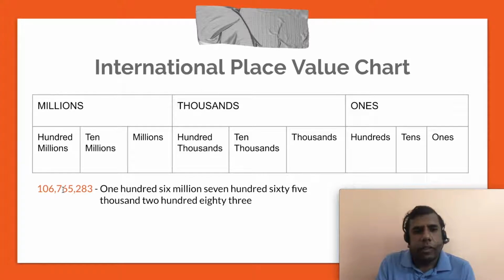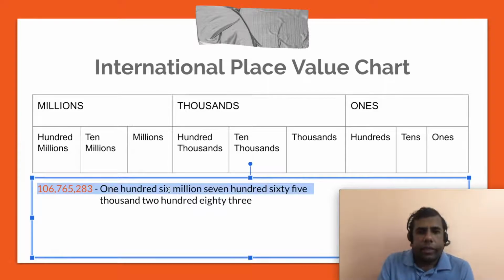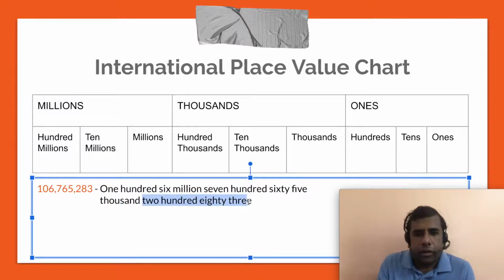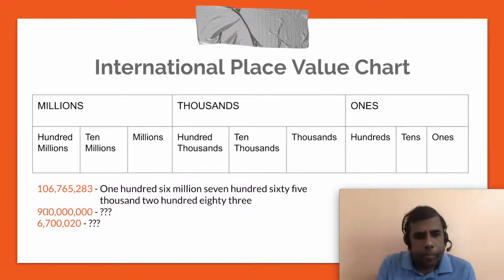765 will be the thousands period, so 765,000. And 283 will be the ones period, so 283. So the entirety of this number will be 106,765,283. So again, 106,765,283.